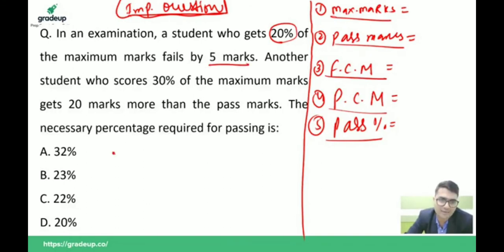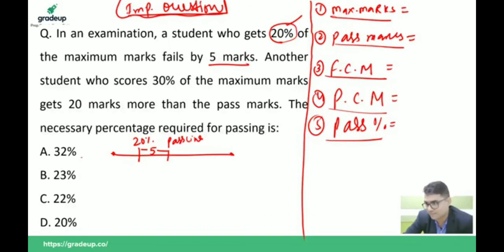Let's say this is the pass line. Okay. The student gets 20% of the maximum marks and he fails by 5 marks. That means this distance is 5 marks.